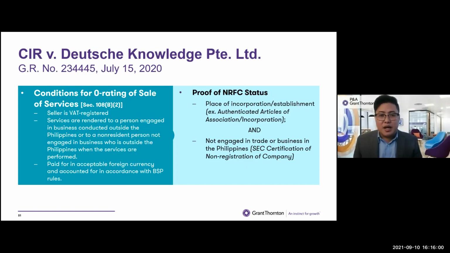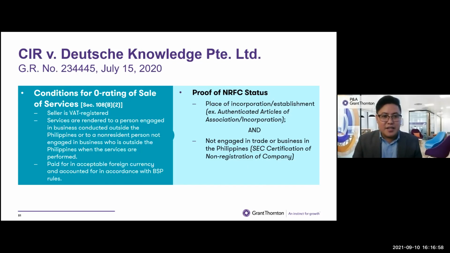So as I've mentioned, this is a common finding, because if it's found out that, in your filings, you treat it as VAT zero-rated sale, but in the first place, you failed to comply with the 3 requisites under Section 108, you may say that your clients are non-residents, but it's not accounted for properly. It's not paid for in foreign currency, because when it came here, it's already converted to Philippine peso. You're already paid in Philippine peso. That could present already a very big tax exposure, both income tax as well as value-added tax. So at least if the question is more on your clientele, then our guide is the proof of NRFC status as settled in this particular case.